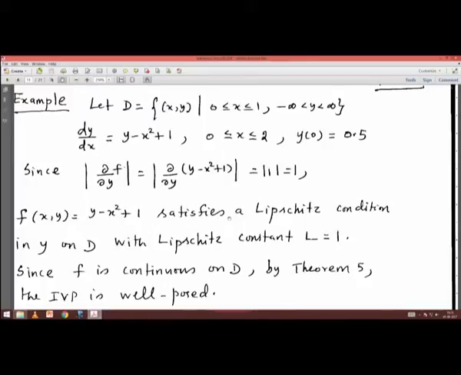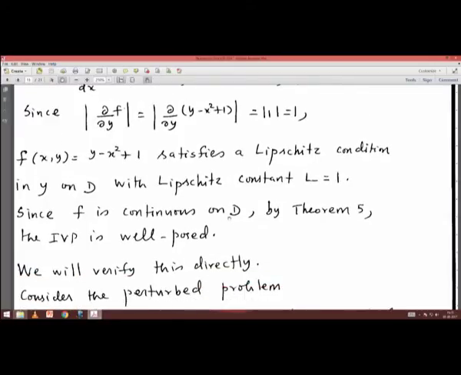Let us consider the initial value problem given by dy by dx is equal to y minus x square plus 1 for x lying between 0 and 2, y of 0 is equal to 0.5. So, let us find what is modulus of f_y. It is modulus of d by dy of f, which is y minus x square plus 1, and that will give you 1. So, f of x comma y therefore satisfies a Lipschitz condition.